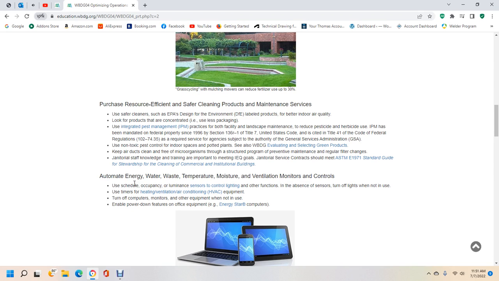Look for concentrated products and integrated pest management. Purchase both facility and landscape management to reduce pesticides and herbicides. Integrated pest management has been mandated for federal property since 1996, Section 136r-1 of Title 7 of the United States Code, and Title 41 Code of Federal Regulations 102-74-35, as required for agencies subject to the authority of the General Services Administration, even for non-toxic pest control, indoor spaces, and potted plants. See WBDG, evaluating and selecting green products.